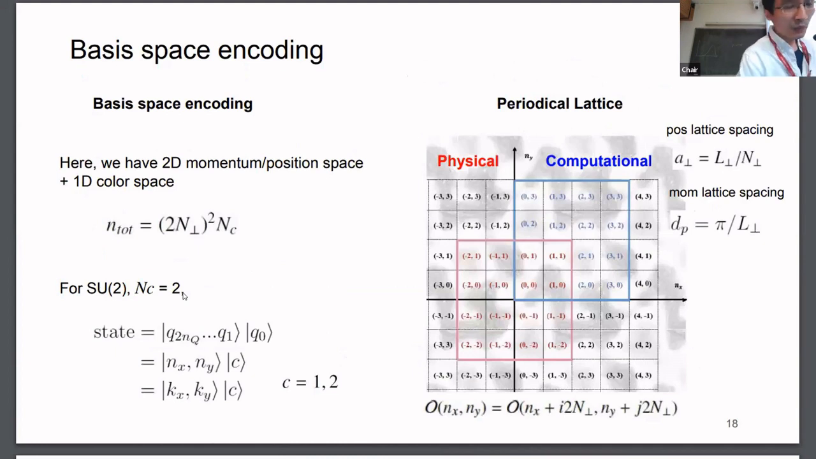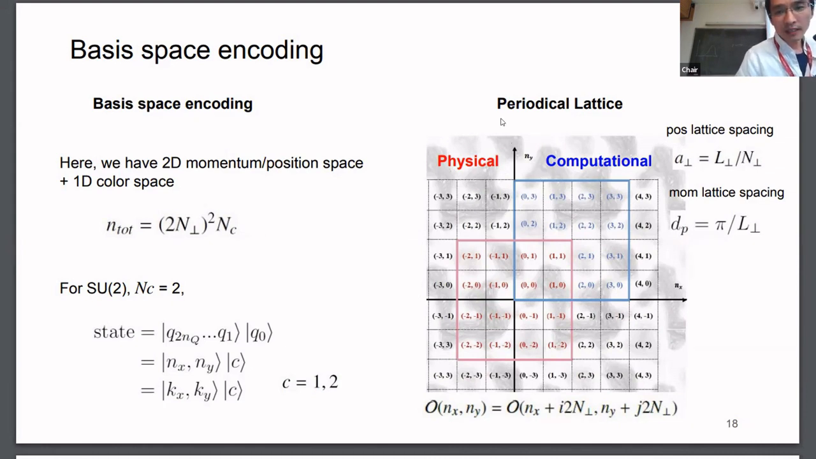And in terms of how we do this numerically, this is our basis space encoding. For the basis space, we have a 2D momentum or position space plus 1D color space. So the total number of states here is 2 times N_perp squared times N_c. For SU(2), N_c will be 2. So the state will be, as you can see, the first 2n qubits are for encoding the position or momentum, and the last qubit can be encoding color. So this is very natural to do.